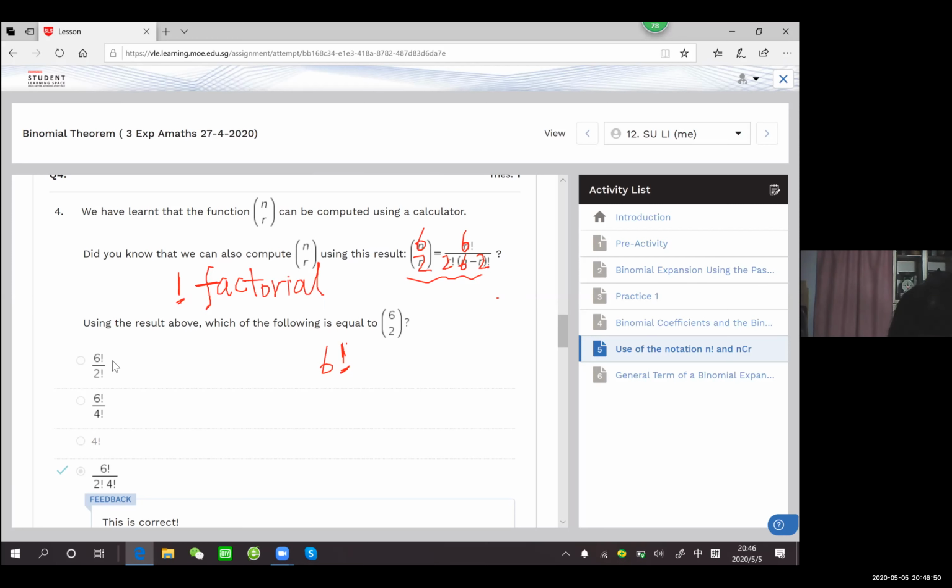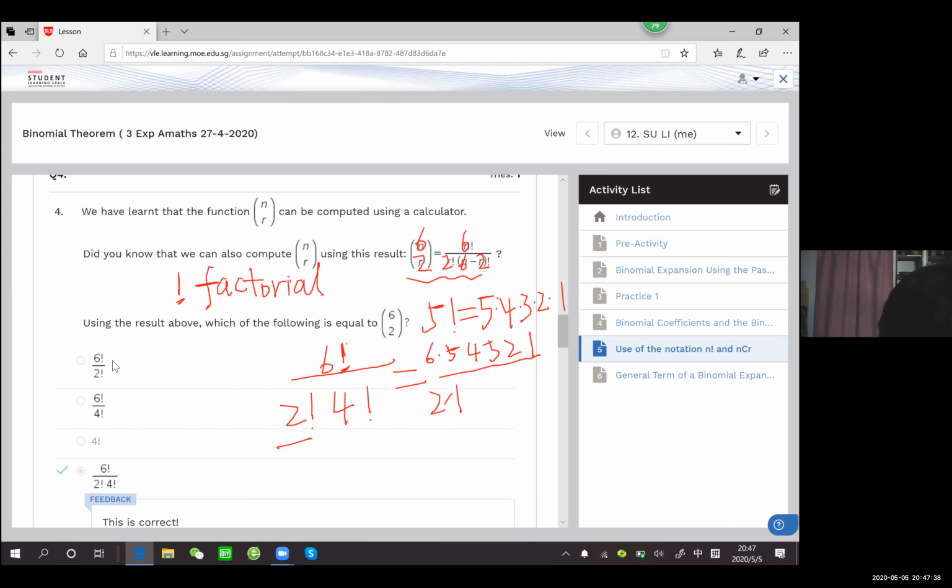Okay. So let me continue. So I have 2 factorial, and then this is 4 factorial, because 6 minus 2, right? Okay, so let's say I have 5 factorial, right? What it means is, you start with 5, and then you times 4, times 3, times 2, times 1, you stop. So if you have 6 factorial, it means 6 times 5, 4, 3, 2, 1. So in between is all times. So below, 2 factorial is 2 times 1.